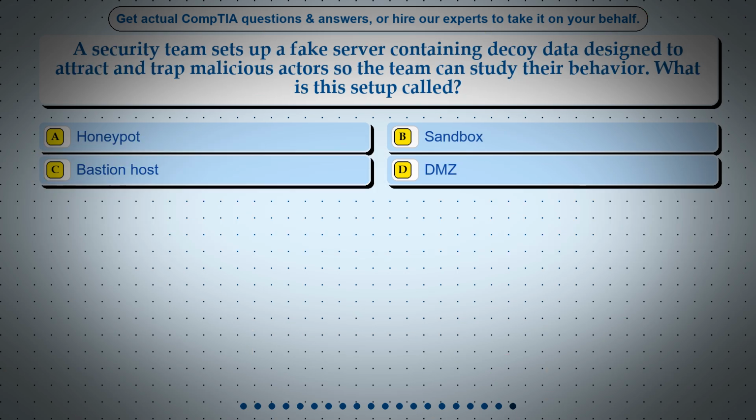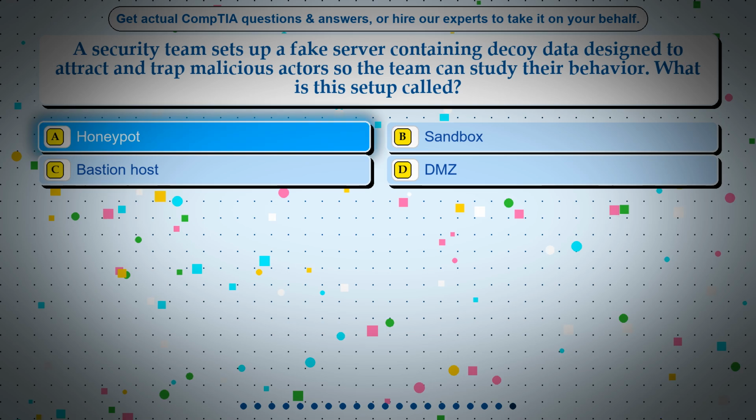Question 19. A security team sets up a fake server containing decoy data designed to attract and trap malicious actors so the team can study their behavior. What is this setup called? Option A, honeypot. Option B, sandbox. Option C, bastion host. Option D, DMZ. The correct answer is option A, honeypot.